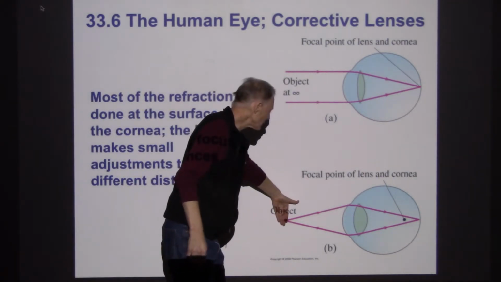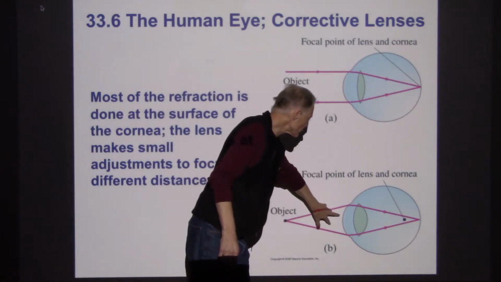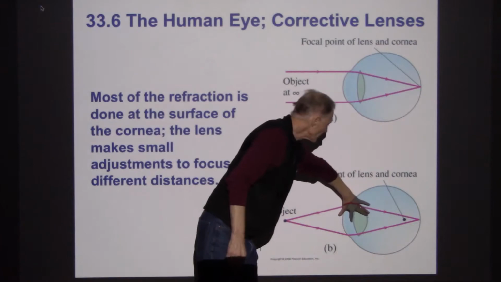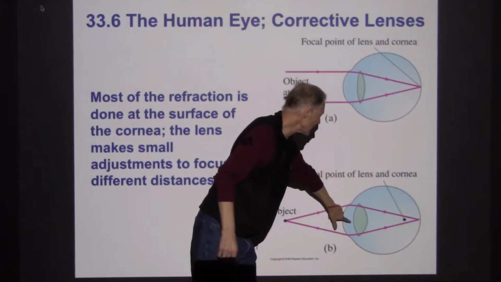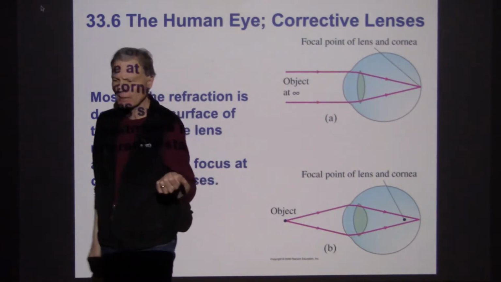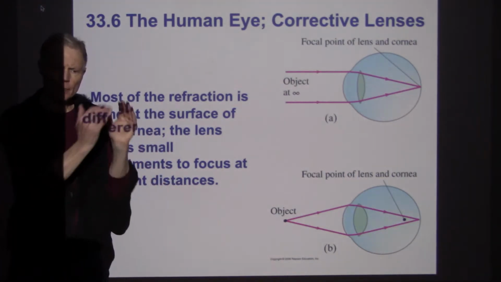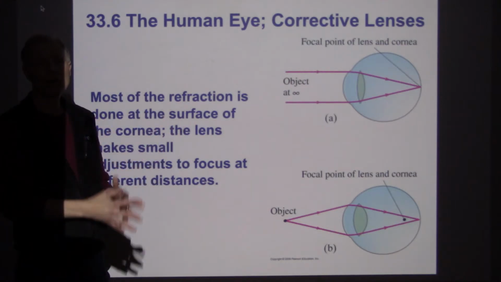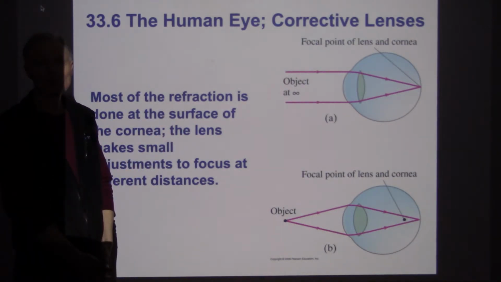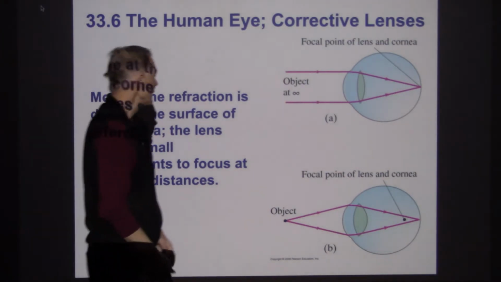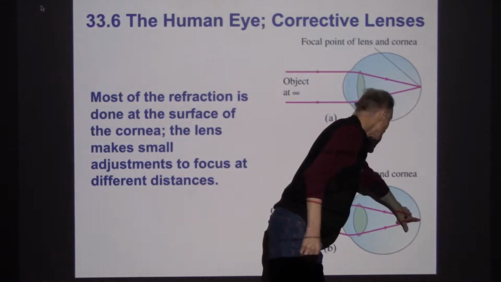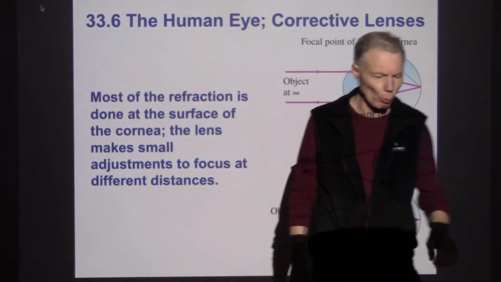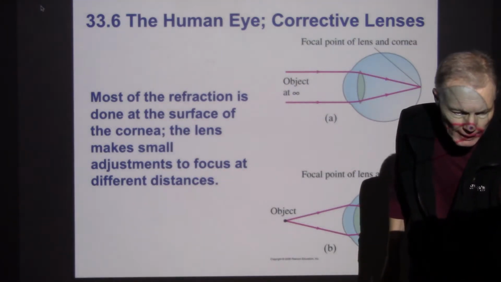And so here's the object nearby. I need more convergence for this. And so what happens is you tighten those muscles, the lens bulges. See how the lens now is bulged? And if I think back to how converging lenses work, with those smaller radii of curvature, I'm going to have a higher converging lens, a more powerful lens. And so that's how it works. Okay, so human vision works along those lines.